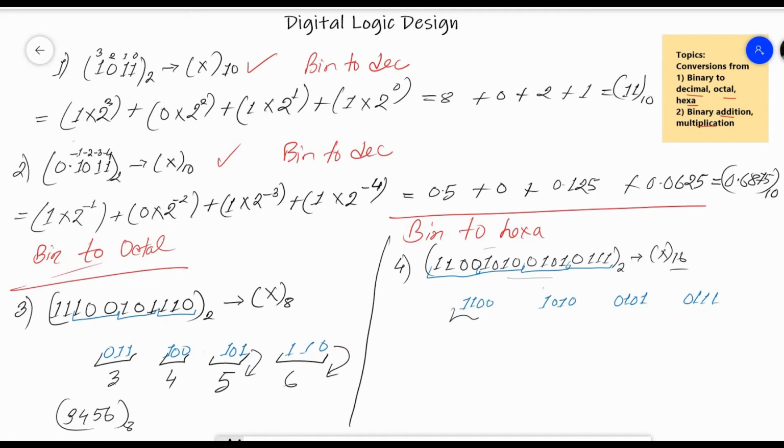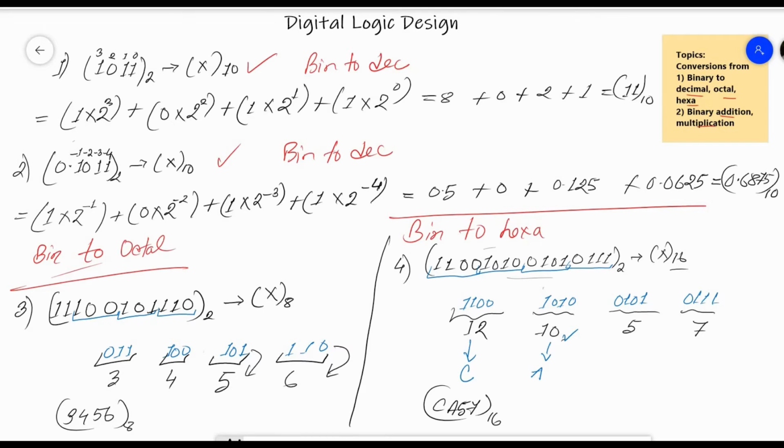Now we'll just have to convert these binaries into their respective decimal ones. If we convert this one, we get 7. For this one we get 5. For this one we get 10, and for this one we get 12. Now we know that in the hexadecimal system there is a change after 9, so A is denoted as 10 in hexadecimal, and for 12 we use C. So if we convert this whole binary number into hexadecimal, we end up with CA57 in base 16.